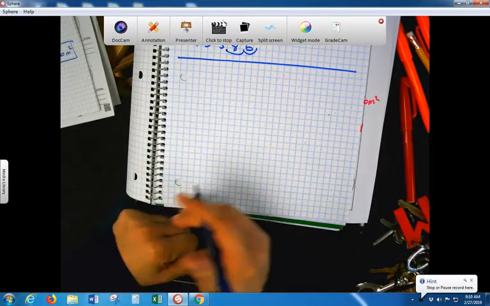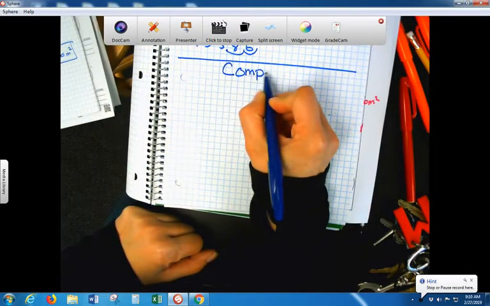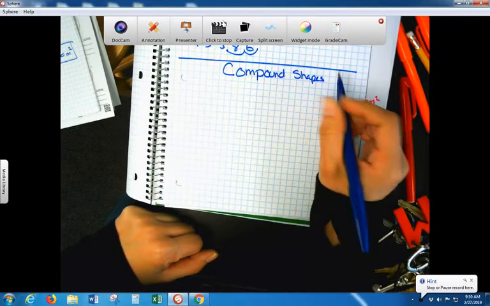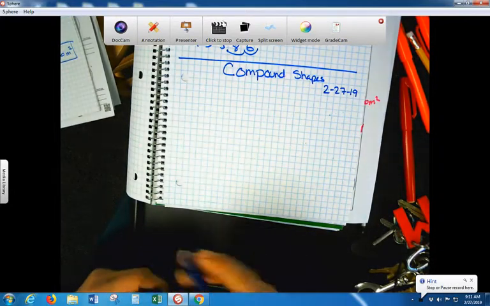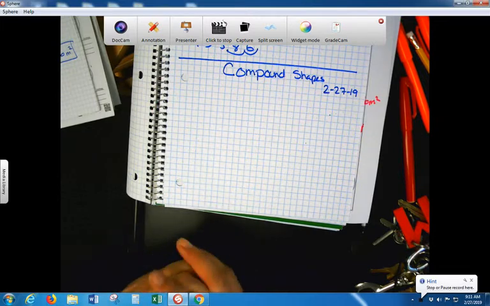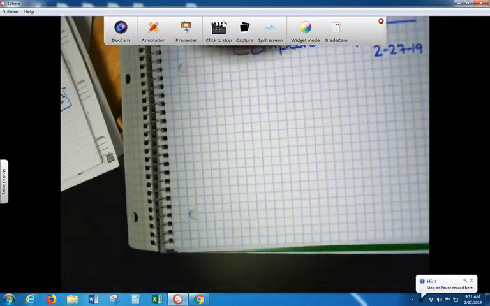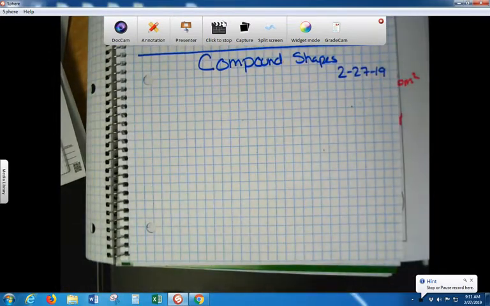Okay. So today we're going to be doing compound shapes. What do you think compound shapes are? In other words, what do you think they are? Like what kind of shapes are we talking about?